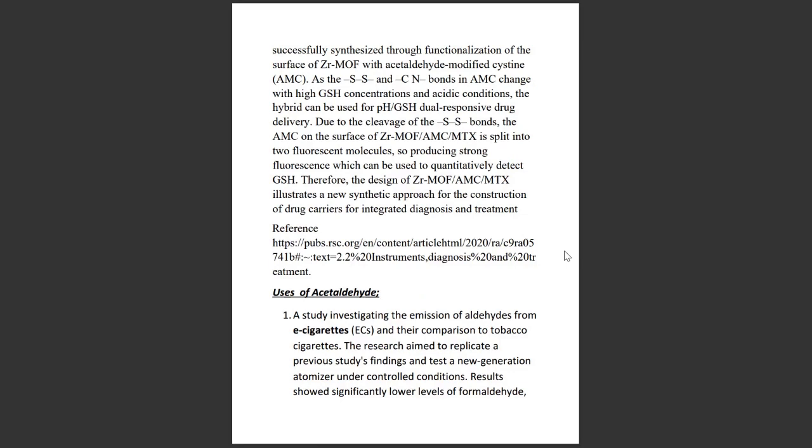A study of aldehyde from e-cigarettes in comparison to tobacco cigarettes aimed to replicate a previous study finding and test new generation atomizers under controlled conditions. Results show significantly lower levels of formaldehyde and acetaldehyde compared to the earlier study, especially in the new atomizer tested. Despite higher aerosol production, a new generation atomizer emitted minimal aldehyde. The study emphasized the importance of checking for dry puffs during EC emission testing, and suggests that modern ECs when used properly emit minimal aldehyde. It highlights the need for a variant method in EC liquid analysis.